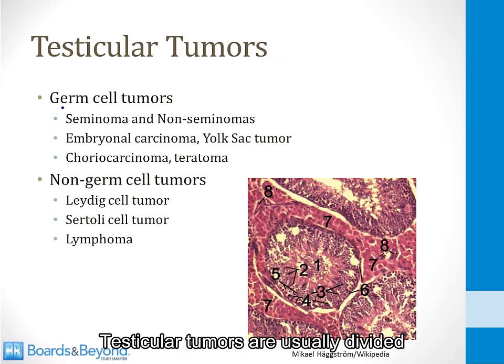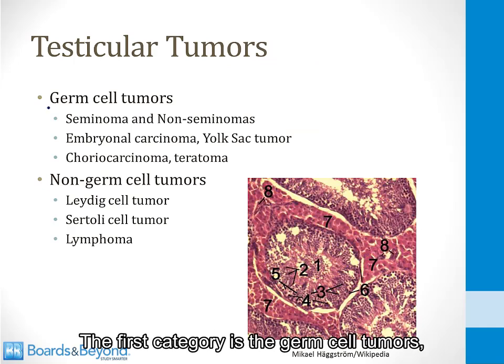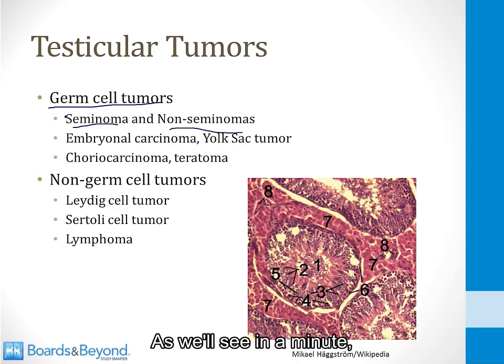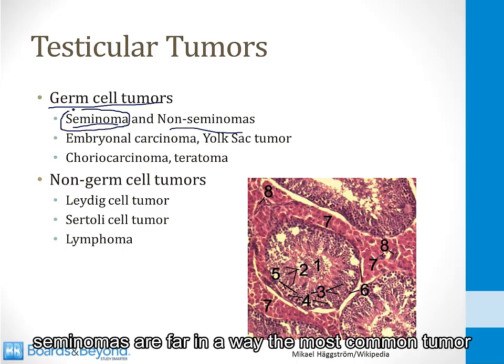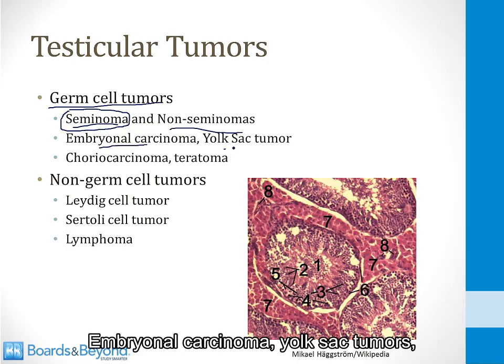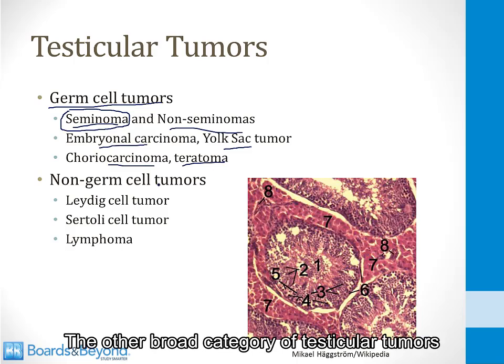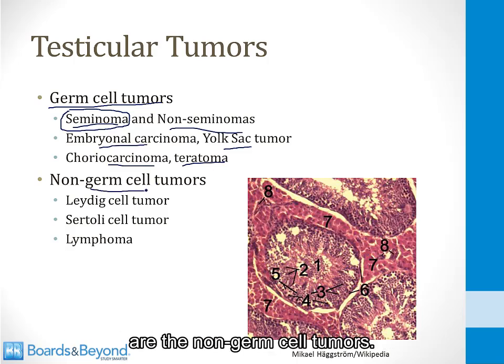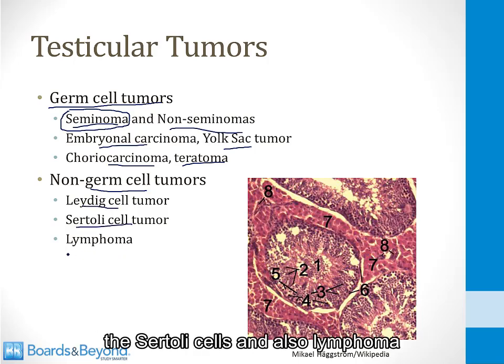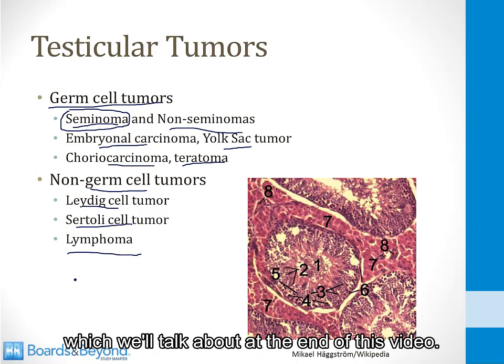Testicular tumors are usually divided into two broad categories. The first category is the germ cell tumors, and these can be further subdivided into seminomas and non-seminomas. As we'll see in a minute, seminomas are far and away the most common tumor of the testicle. The non-seminomas are all the types of tumors I've listed here: embryonal carcinoma, yolk sac tumors, choriocarcinoma, and teratoma. The other broad category of testicular tumors are the non-germ cell tumors, and these include tumors of the Leydig cells, the Sertoli cells, and also lymphoma, which we'll talk about at the end of this video.